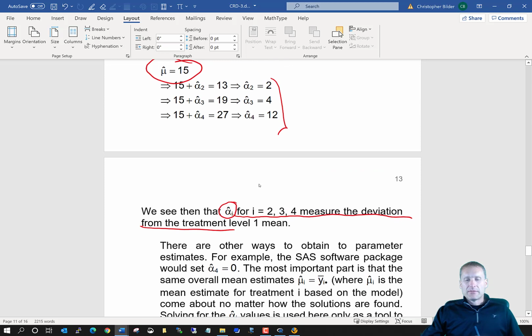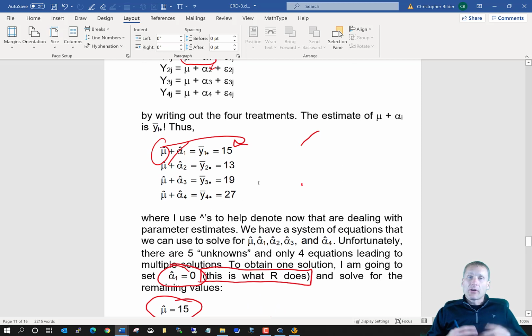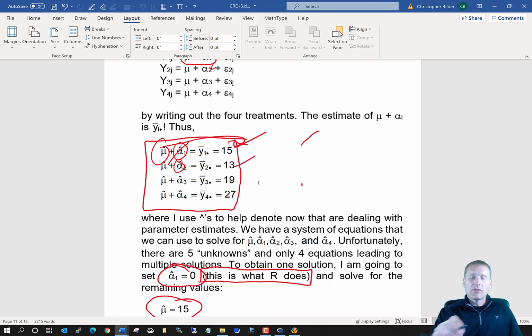In the end, though, it's not going to change our analysis at all in terms of our conclusions, because no matter which alpha I chose to be equal to 0, we're still going to have the same system of equations. So the overall estimated mean effect, let's say for design 1, is still 15. For design 2, it's still going to be 13. So in the end, it's not going to affect our analysis. It's just a way for us to get these parameter estimates, and always in the back of our mind, we need to think about what alpha hat 2 now actually represents.